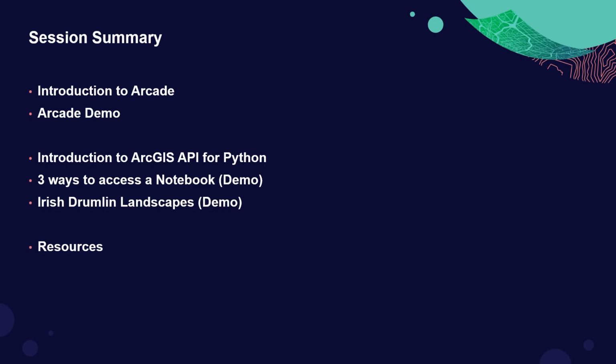This afternoon's session is going to be split, broadly speaking, into two parts. I'm going to start by introducing you to Arcade, before I pass to Damien, who's going to provide you with an introduction to the ArcGIS API for Python. We're both going to use demonstrations to highlight some of the capabilities that are available, and we'll finish by providing you with some useful resources to help you get started. So without further ado, let's go straight in and look at Arcade.